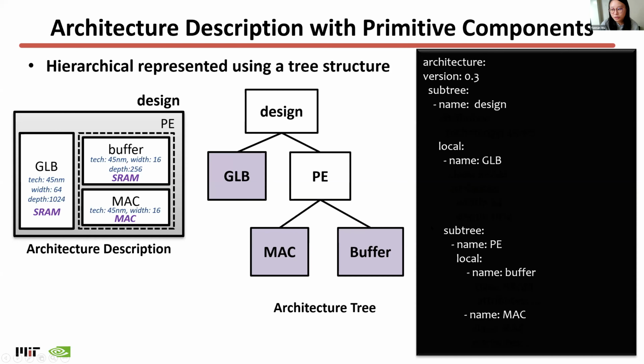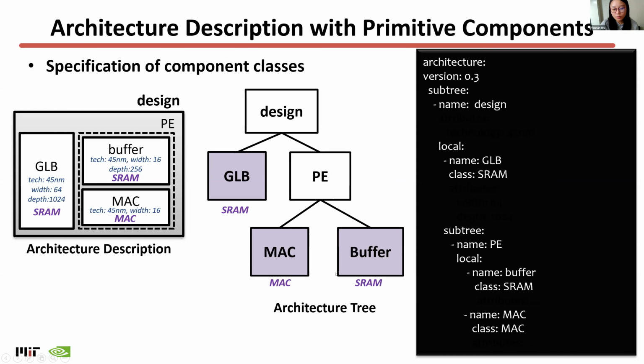So in order to distinguish those two types of components in the architecture, we use a local keyword to specify these hardware instantiations. So you can see here under the design hierarchy, we have a local component global buffer, and inside the PE, we have a local buffer and the MAC. And only these hardware instantiations will have associated component classes. So in this case, our global buffer and local buffer are of SRAM class, and MAC is a MAC class. So the keyword class specifies what primitive component class this component belongs to.